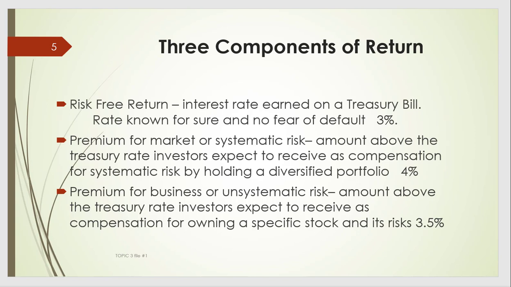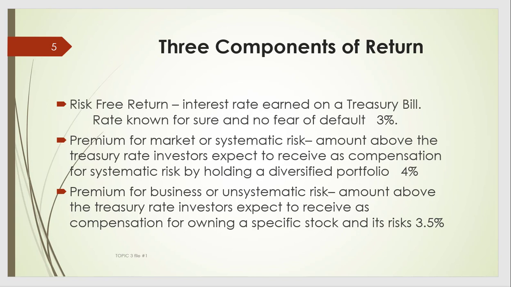In my little example, I'm going to assume the premium for market risk is 4%. The treasury risk-free rate is 3%. So if I combine those two, the investor would expect to get 3% plus 4 additional percent for leaving the treasury bill and going into a very diversified exchange trade fund.